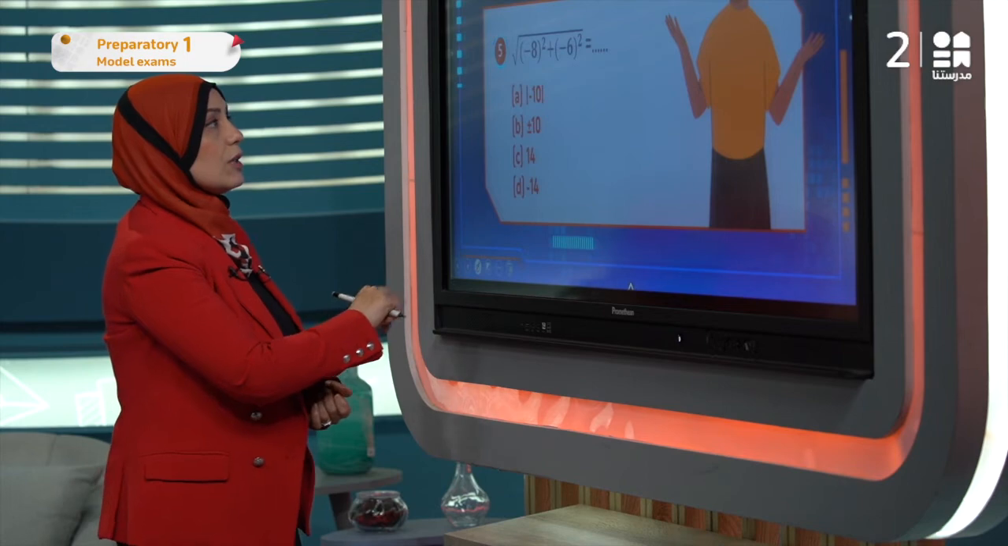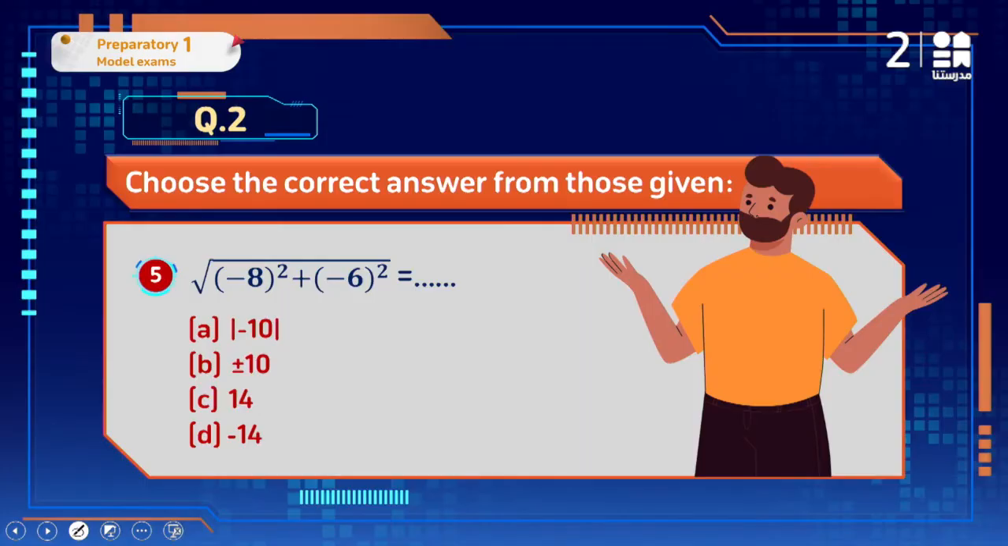Number 5. The square root of negative 8 to the power of 2 plus negative 6 to the power of 2. Let's do it. First I have to evaluate it, which is 64 plus 36. Can I get out each number? No, we have to add first. So when I add them, I will get 100. Get it out from the square root, it will be 10.